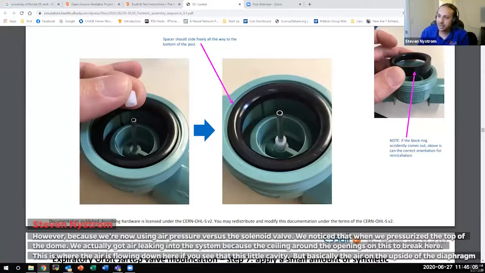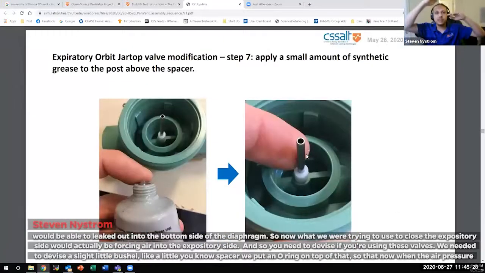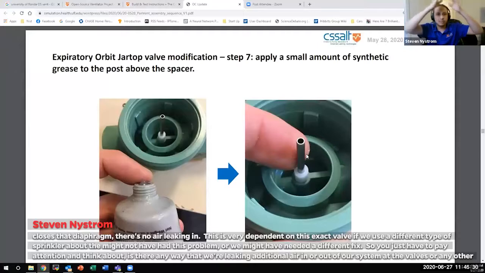But basically, the air on the upside of the diaphragm would be able to leak down into the bottom side of the diaphragm. So now what we were trying to use to close the expiratory side would actually be forcing air into the expiratory side. So we needed to devise a slight little bushing, like a little spacer, and we put an O-ring on top of that, so that now when the air pressure closes that diaphragm, there's no air leaking in.